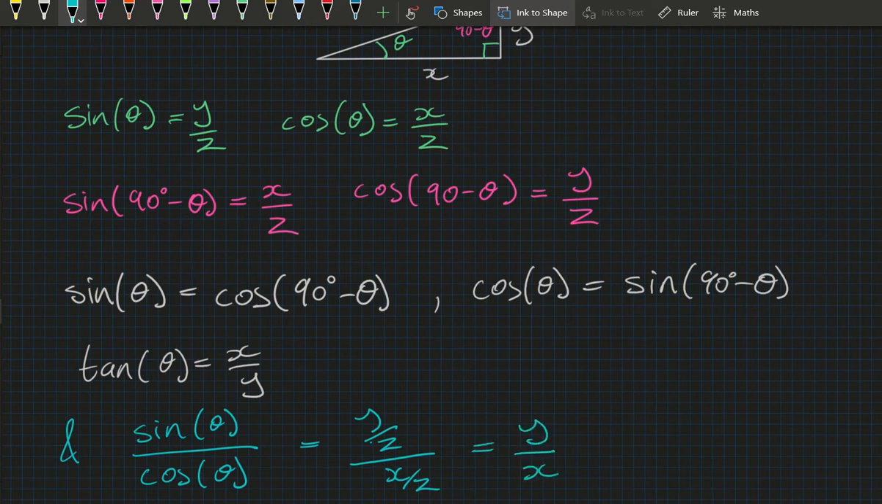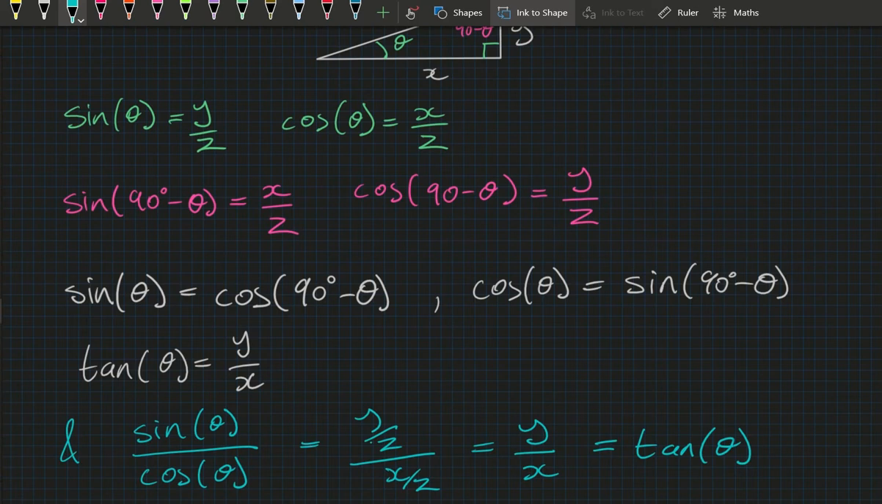Whoops, I made a mistake. Earlier on, I said tan was equal to x on y, but actually it's equal to opposite divided by adjacent. So that should be y on x. And that leads us to the point that sine of theta divided by cos of theta is actually equal to tan of theta. And these will all become very useful in the future for you.